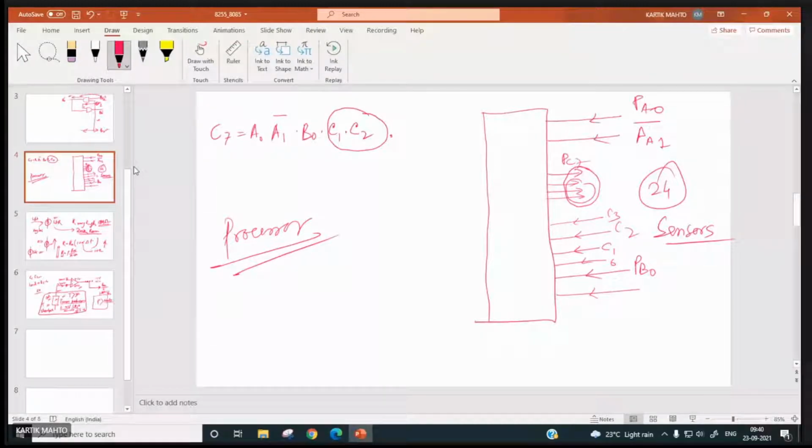24 sensors. Or suppose here we have a fan, right? This fan we are turning on by pressing the switch, right? And we have to inform the microprocessor that this fan is running.